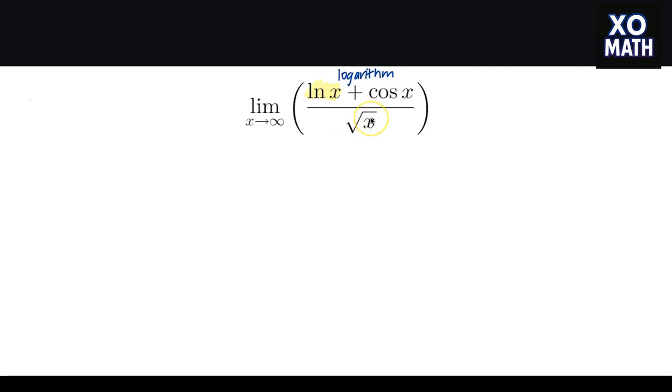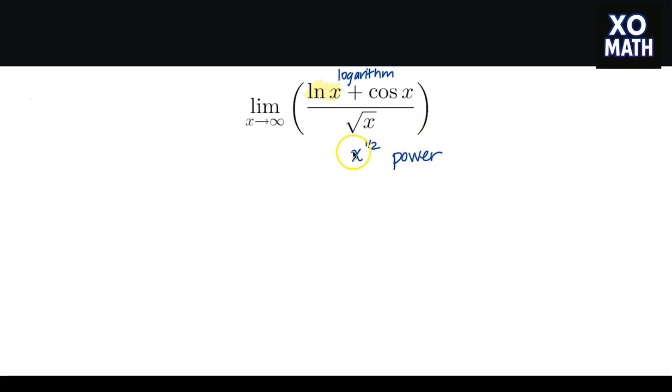Now, the denominator is not a polynomial. So polynomials have x to positive integer exponents. So if I rewrite the denominator here, the exponent is not an integer, it's a fraction. So we have x to the 1/2. So this is considered a power function. So as long as the exponent is positive, this is considered a power function.